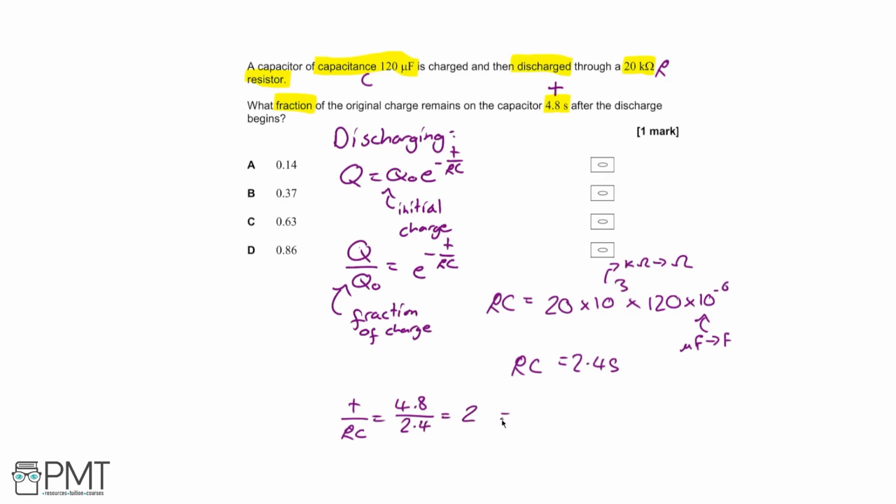Therefore, Q divided by Q0 at this particular time, 4.8 seconds, is given by e to the minus 2, which is 0.1353, which is approximately 0.14 to two significant figures. This means that Q divided by Q0 is equal to 0.14, and so our answer has to be A.